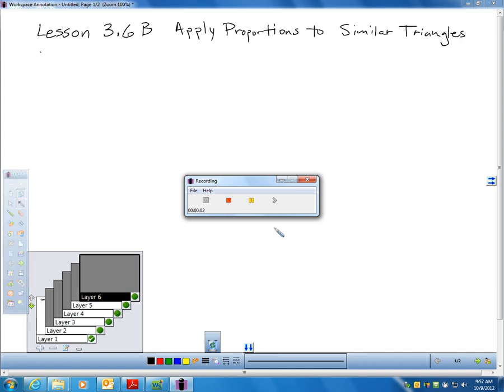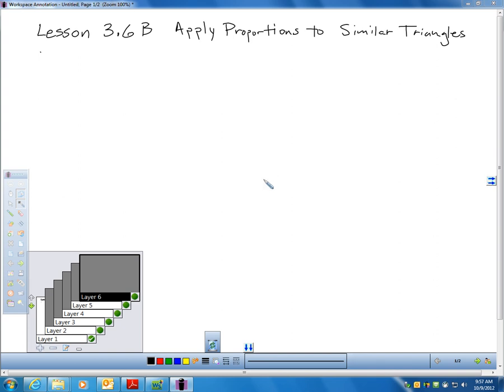Hi, and this is an extension to section 3.6. I'm just going to call this lesson 3.6b. And right now we're on page 174, and this section is called Applying Proportions to Similar Triangles. Now, you know in the last two sections we have been working on setting up and solving proportions.